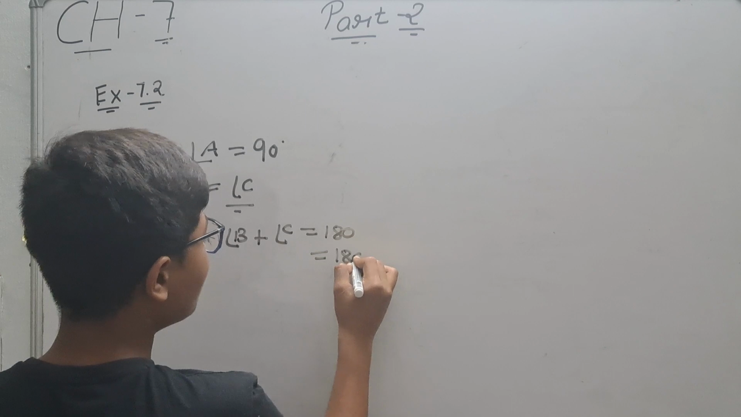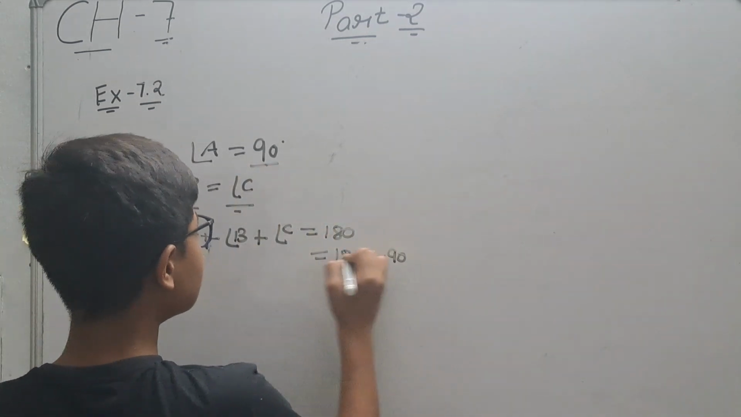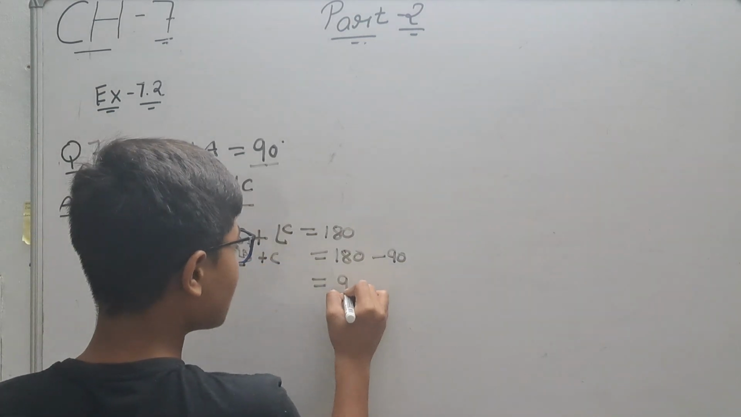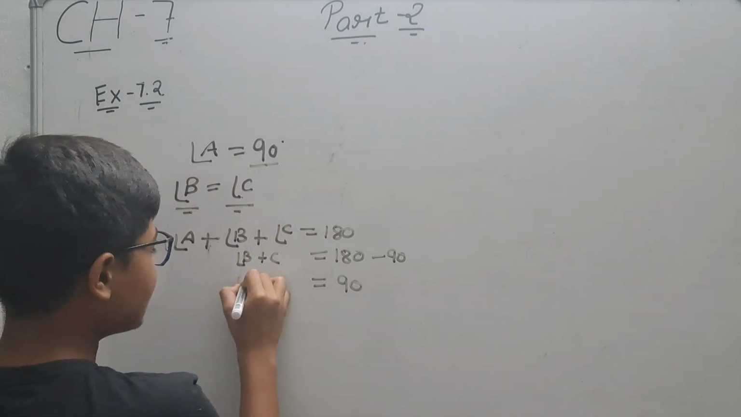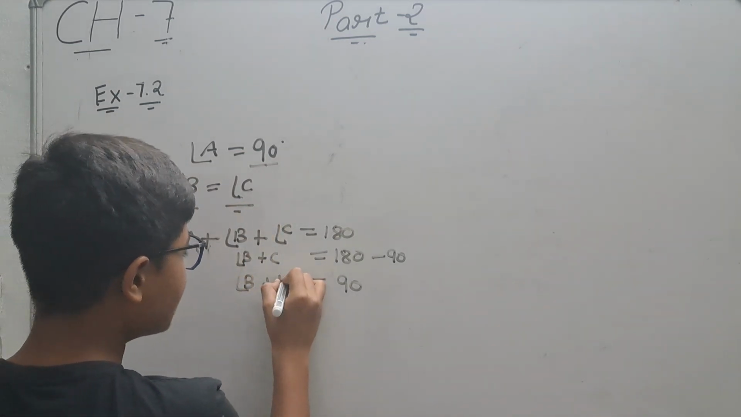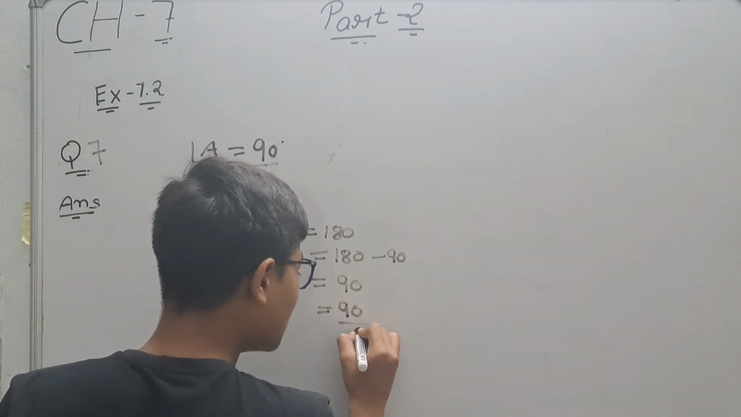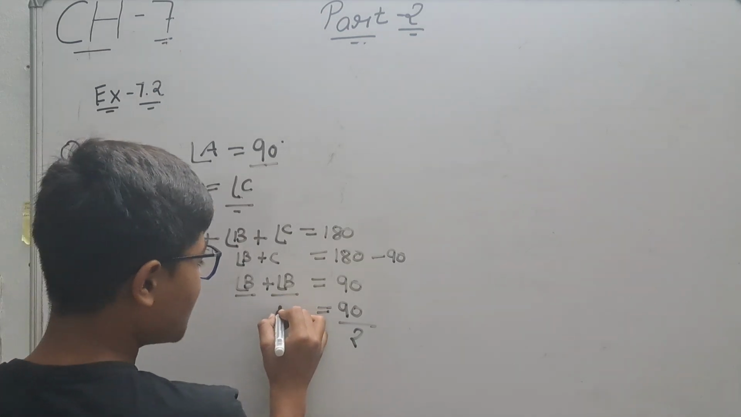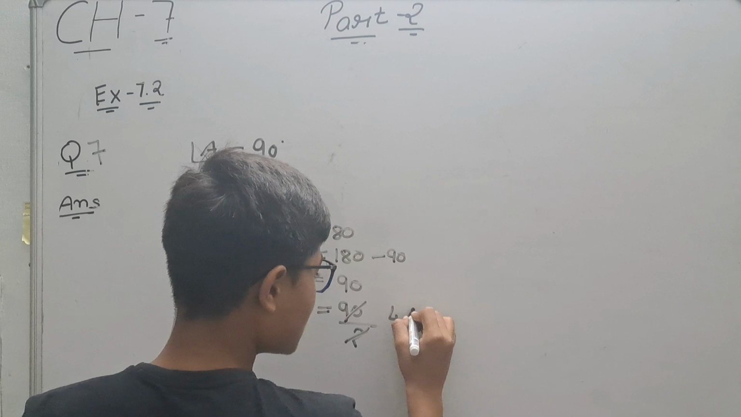Now, as we know angle A is equal to 90, so directly, 180 minus 90, angle B plus angle C is 90. And we have written angle B is equal to angle C, so we can write angle B plus angle B, because they are equal. So 90 upon 2, because angle B plus angle B is equal to 2 angle B. So angle B, we will get 45.